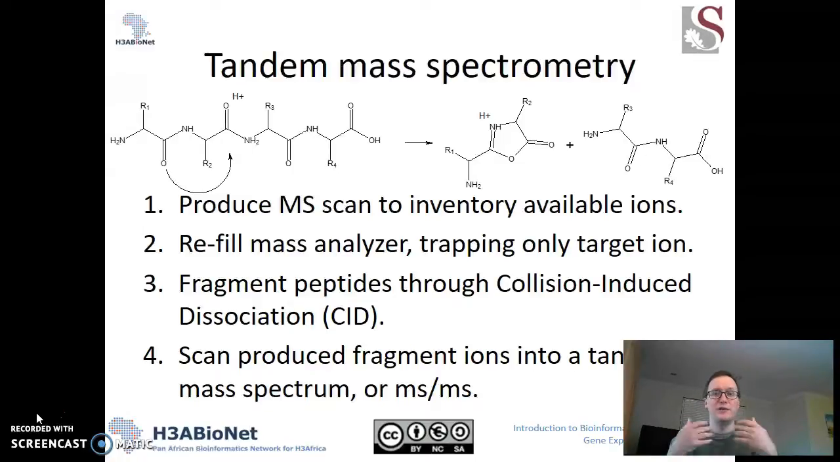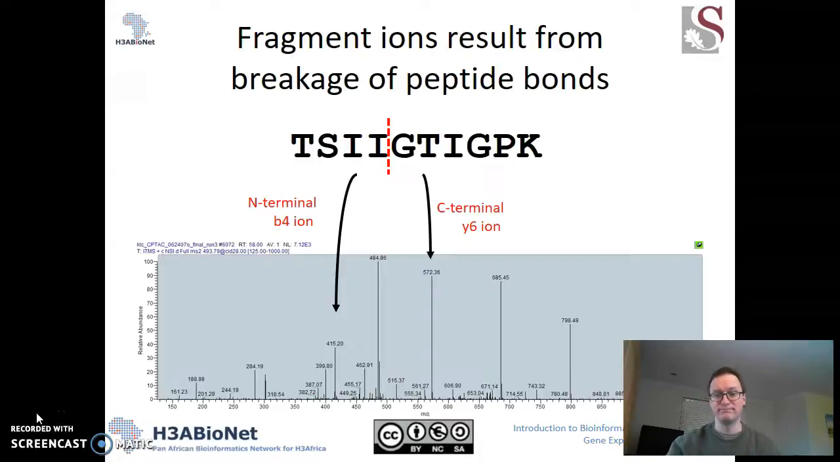So if you have an 8-mer that breaks at the second peptide bond, you have a B2 ion and a Y6 ion. So tandem mass spectrometry measures the fragments produced by breaking a peptide, not the peptide itself. That's already been measured in mass spectrometry. Tandem mass spectrometry is a list of the fragments that result from breaking a particular peptide.